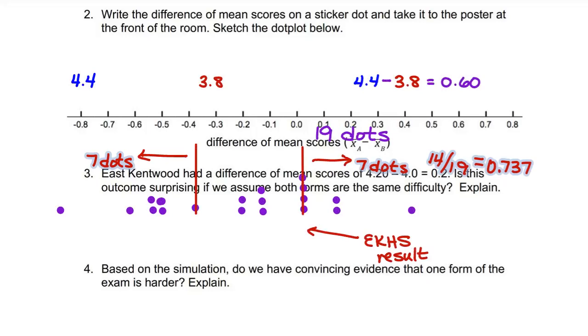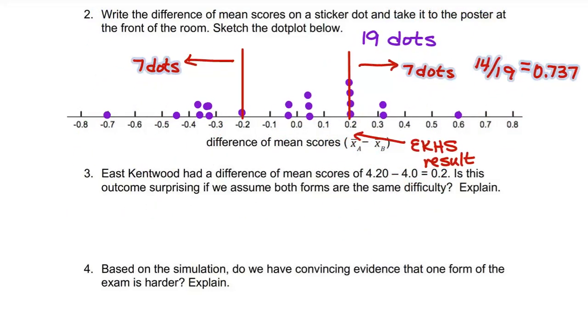I'm going to put the dot plot back up in case you weren't done. There we go. East Kentwood had a difference of mean of 0.2. If we are assuming that both forms are the same difficulty, is that a surprising result? No. Because when we just randomly assigned these, we had how many that fell that far away from the mean? A lot. We had 14 total that fell that far away from the mean when we're including either side. So no.